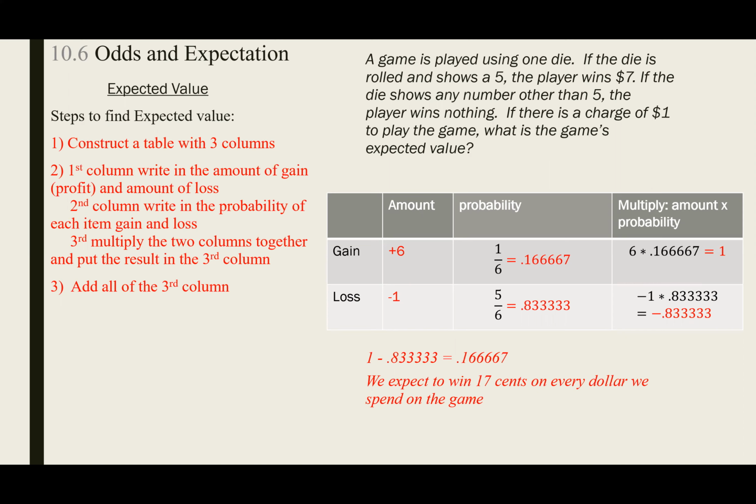But again, let me pause right here and ask you guys: how do we determine the amount, how do you find the probability, and how do I get the fourth column in this case by multiplying the two? Question here, ladies and gentlemen.